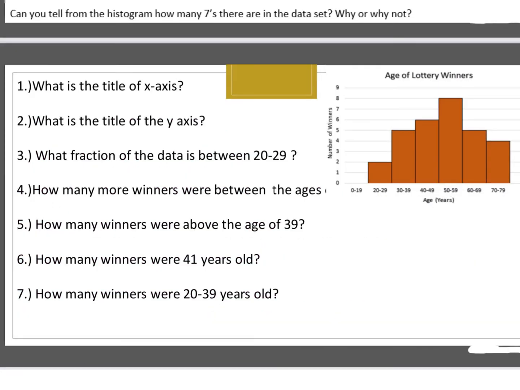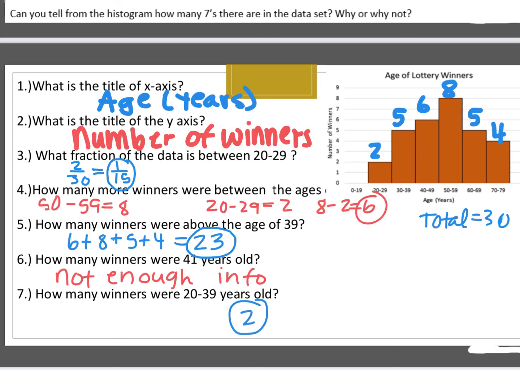All right, guys, I want you to try this one and then come back to the video to check your answers. All right, go ahead and check your answers for these. The only thing that was a little tricky was number 4 got cut off, so it was asking for 50 to 59, which was 8, and 20 to 29, which was 2, so you would subtract those to get 6.